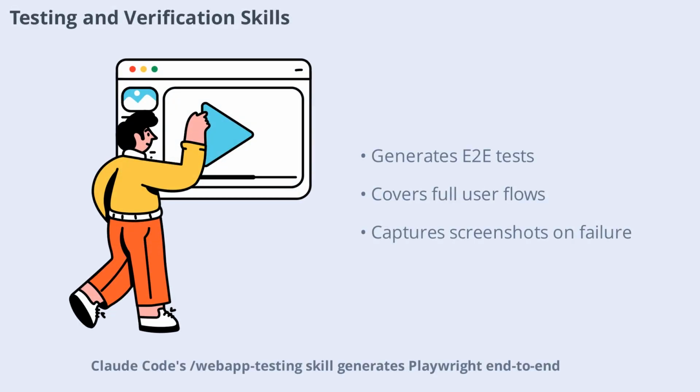Claude Code's webapp testing skill generates Playwright end-to-end tests for your Java backend and web frontend. These tests cover authentication flows, product catalog features, and error handling. The skill produces Python scripts, manages server startup and shutdown, and captures screenshots on failure. This ensures your application is thoroughly tested from the user's perspective, catching issues before they reach production.